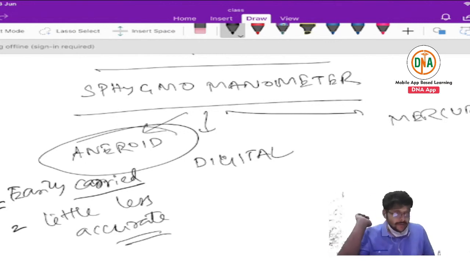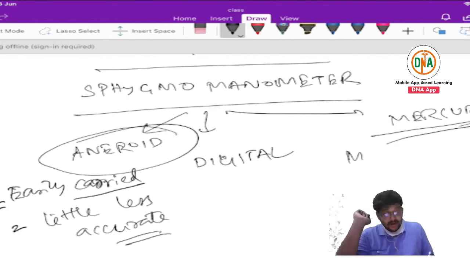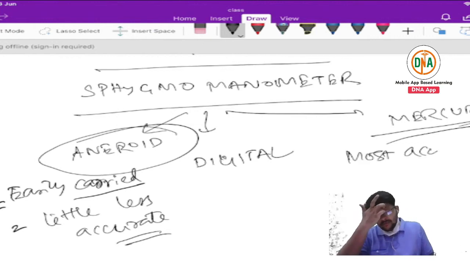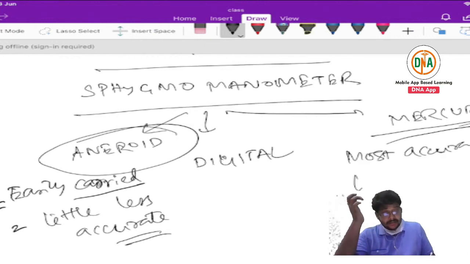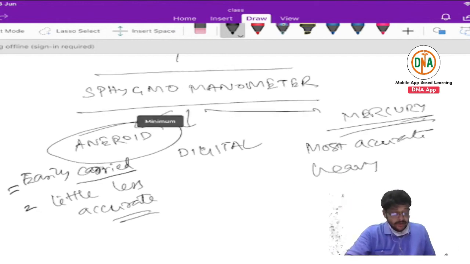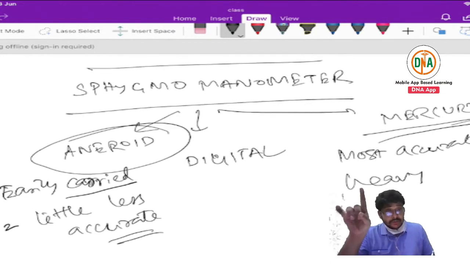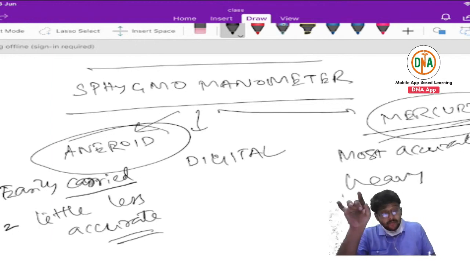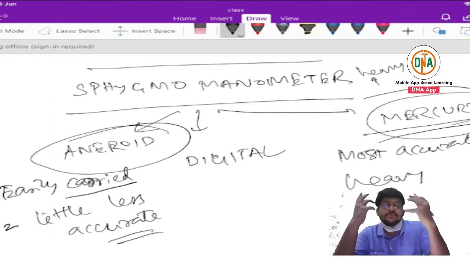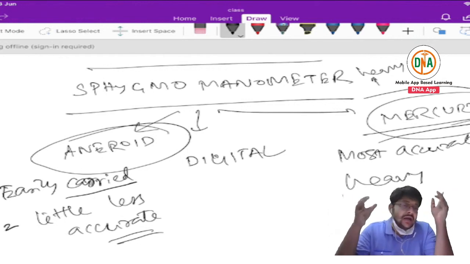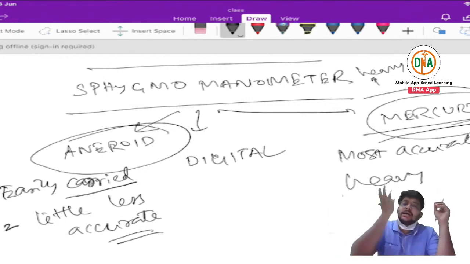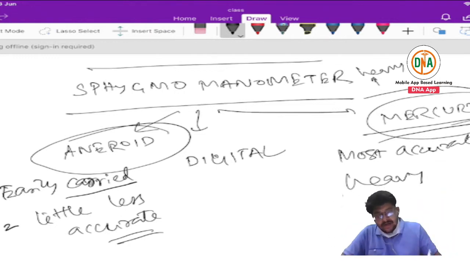The most accurate sphygmomanometer is the mercury sphygmomanometer. It is the most accurate, but the problem is that it is heavy, and there is also a chance of mercury poisoning, that is heavy metal poisoning. Suppose you leave this sphygmomanometer with a child and he breaks it, there's a chance of mercury vapor getting into his system and he becomes sick. So a heavy metal poisoning issue is present with the mercury sphygmomanometer.